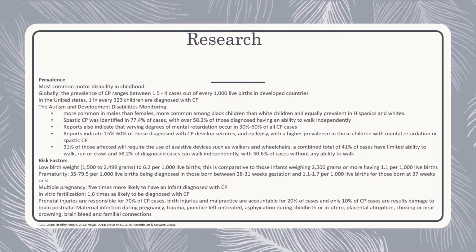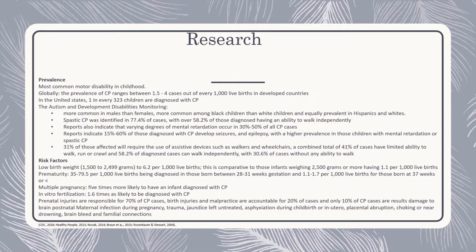The Autism and Developmental Disabilities Monitoring network is an organization that tracks the incidence and prevalence of CP throughout the United States. Through this tracking, children 8 years old and younger diagnosed with CP have been identified as more commonly male than female, and more common among Black children than white children, and equally prevalent in Hispanics and whites. Spastic CP is identified in 77% of cases, with over 58% of those diagnosed having an ability to walk independently, which is great.